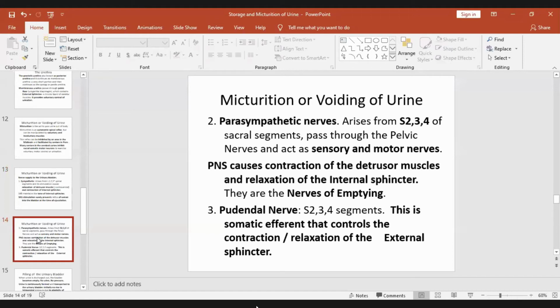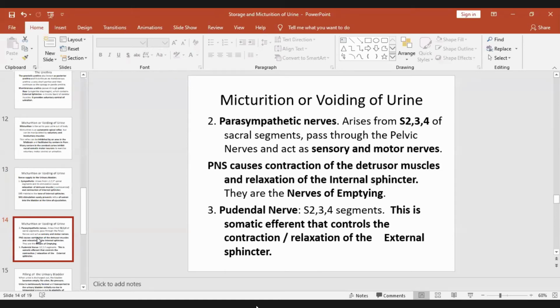Sympathetic causes constriction of the internal sphincter. You may call it that sympathetic causes a slight relaxation of the detrusor muscles. Parasympathetic causes a strong contraction of the detrusor muscles.